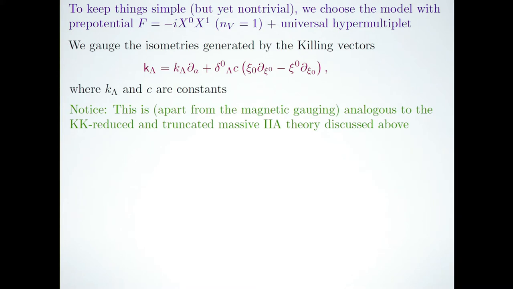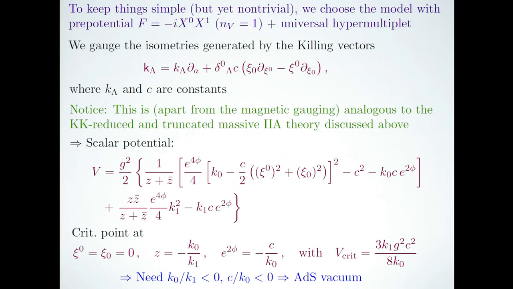And this is precisely the same as the dimensionally reduced 2A theory that I mentioned before, apart from the fact that there you also have magnetic gaugings. But apart from that, it is precisely the same. So you gauge here the axionic shift symmetry and the rotation in the ξ_0, ξ^0 plane.